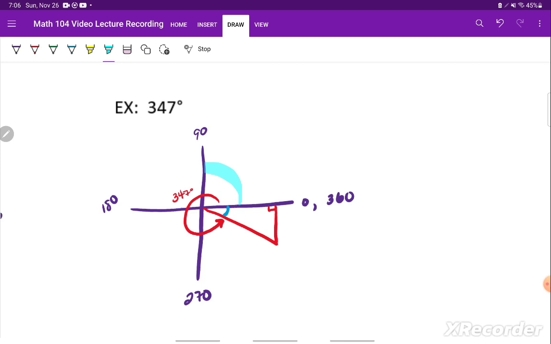Well, notice that one complete rotation is 360 degrees. And we've gone most of that, but not quite all of that. Right? We've gone 347 degrees. So we need to figure out how much would complete the rotation all the way around 360 degrees, and that'll give our reference angle. So we're going to do 360 minus 347, and that's going to give us our reference angle of 13 degrees.